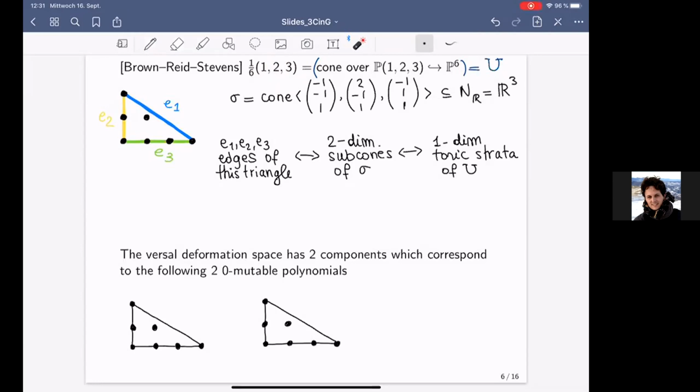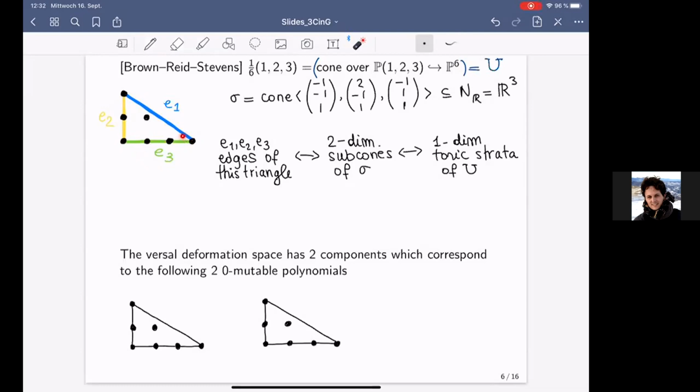Another description of this variety is from toric geometry, and works as follows. You consider this triangle. So this point here is the origin. And I hope you can see the red dot. And this point here is (-1,-1). This point is (2,-1). And this point is (-1,1). So this is a triangle inside the lattice, a two-dimensional lattice.